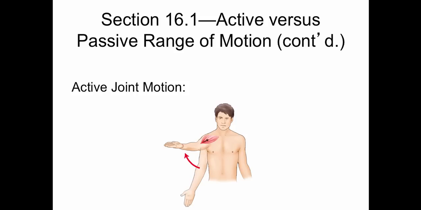Because active motion is created by the mover muscles of the client's joint that is moving, active range of motion must be performed by the client. This illustration shows active joint motion in which a person is actively flexing the right arm at the shoulder joint.